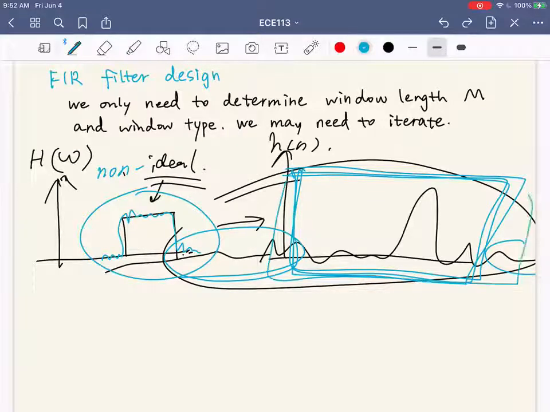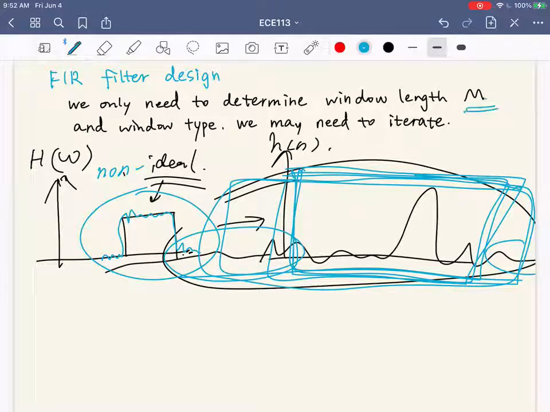The longer the window, the more accurate the approximation is, right? But we also know that the longer the window, the higher the order of filter you require, and it is not good. It is not easy to implement. So we want to balance. We want to find the ideal window type and the ideal length to tackle it.